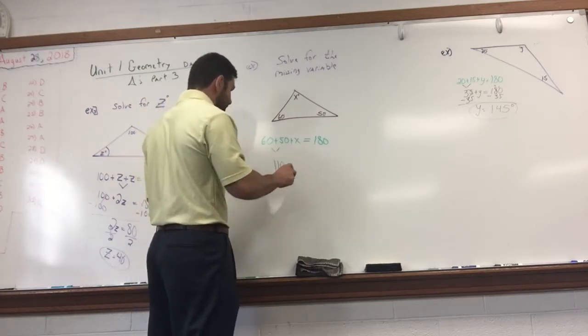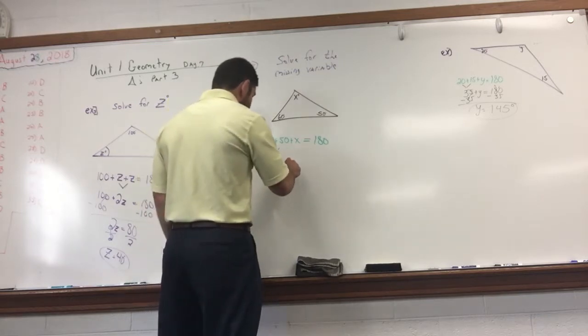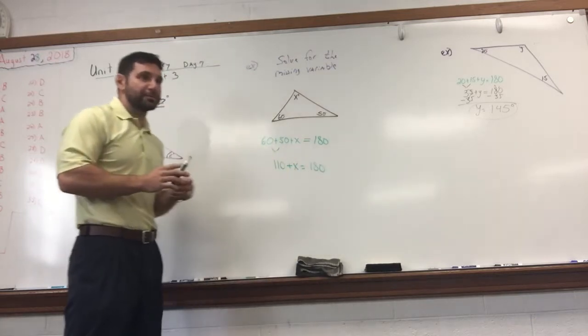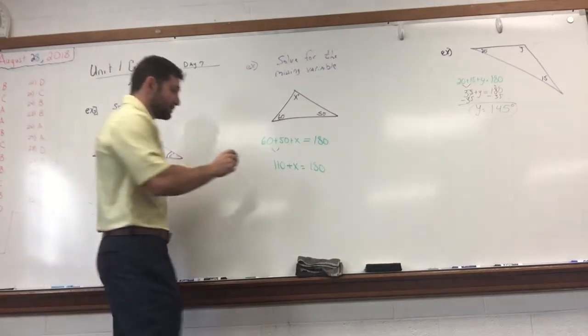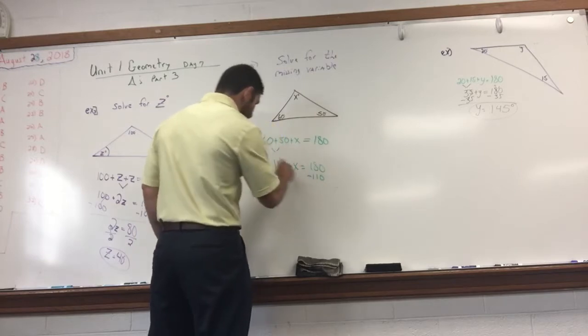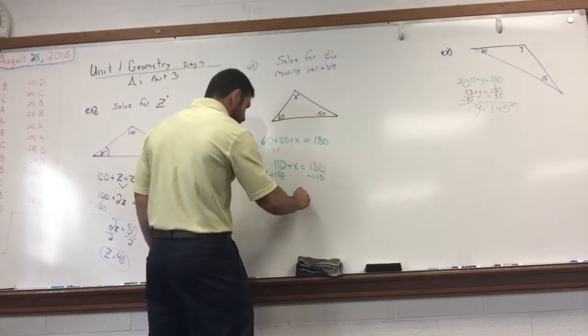110. I thought you were going to say 1110, but that's all right. 110 plus x equals 180. Carly, what do I do from here? Subtract 110 from 110 and 180. Good. That leaves me with x equals.